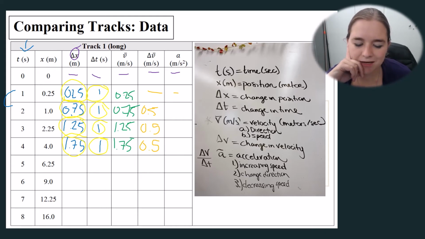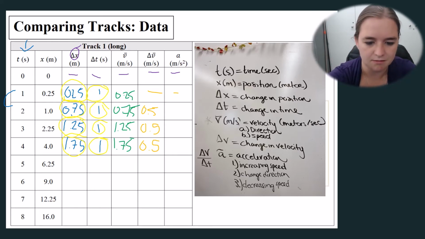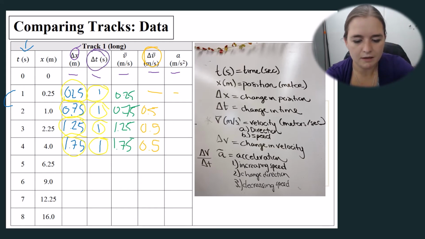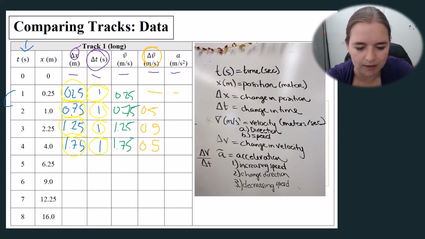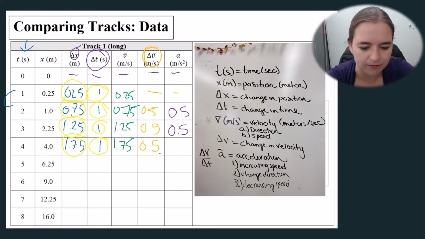And now let's think about our final piece here. We're talking about acceleration. Acceleration is that change in velocity compared to our change in time. A change in velocity of 0.5 divided by a change in time of 1 gives me an acceleration of 0.5. My next piece here, again, change in velocity of 0.5 divided by a change in time of 1. Change in velocity of 0.5 divided by 1 for my change in time.